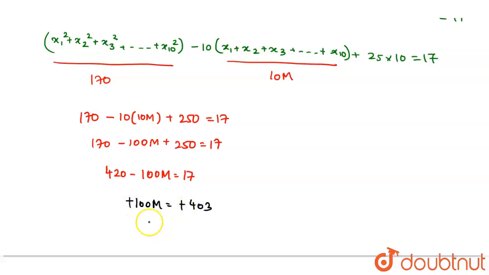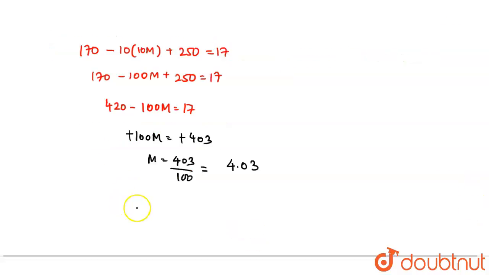So this gets cancelled and becomes plus. So m would be equal to 403 by 100. So this is equal to 4.03. So I can say that mean of observation is 4.03. So this is my final answer.